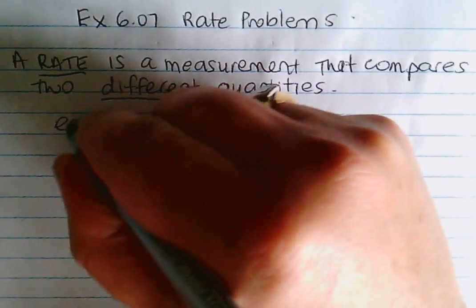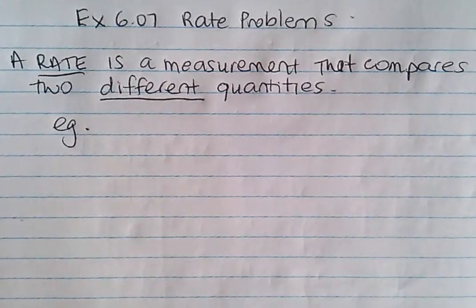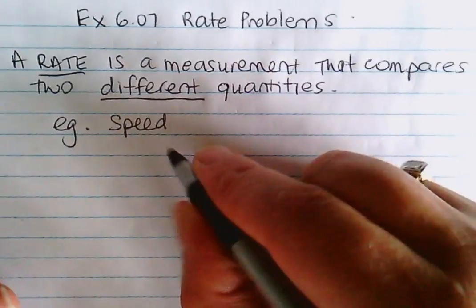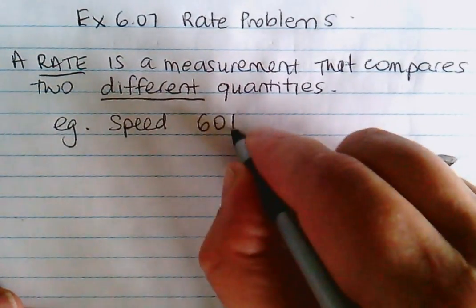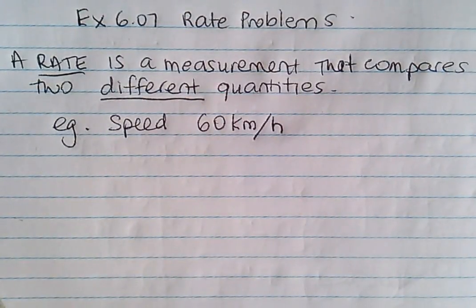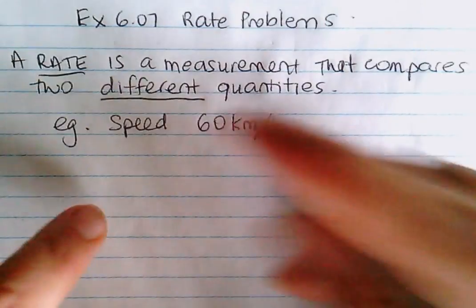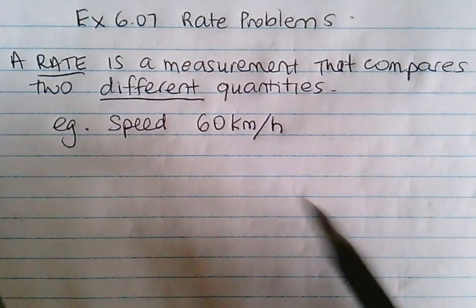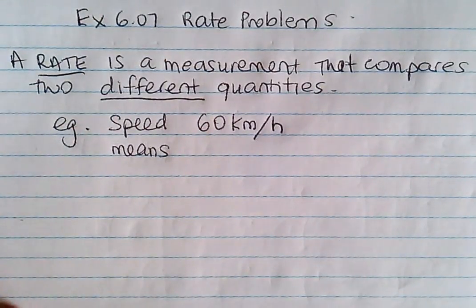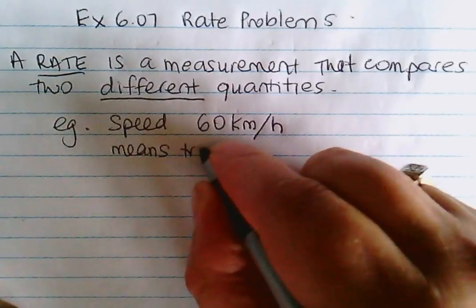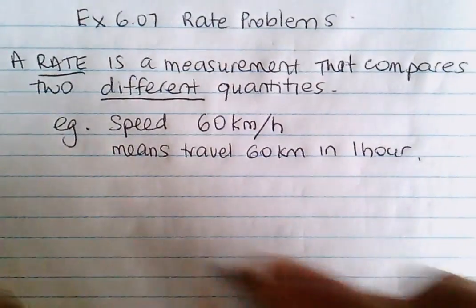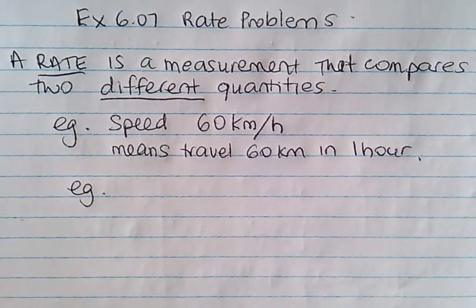An example of a rate might be, can you tell me what? Speed. Give me an example of a speed limit that you know. Yeah, 60 kilometres per hour. That means you travel 60 kilometres in 1 hour. So when I do rate problems, I always break it down to what it means. It makes the question a lot easier. Means that you travel 60 kilometres in 1 hour. That's what it means.